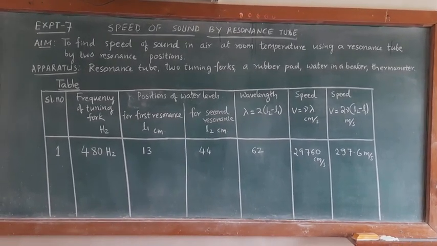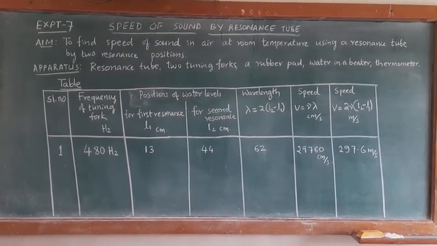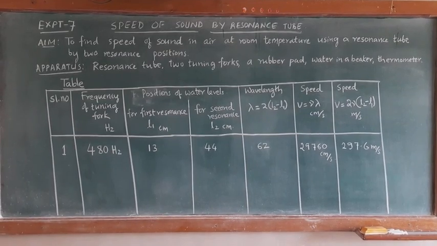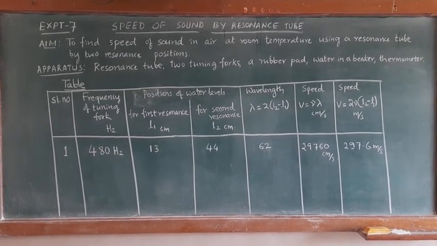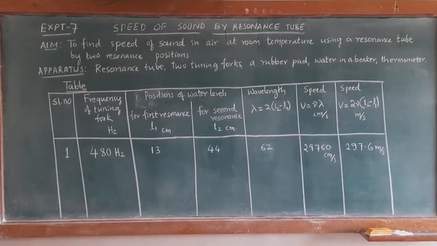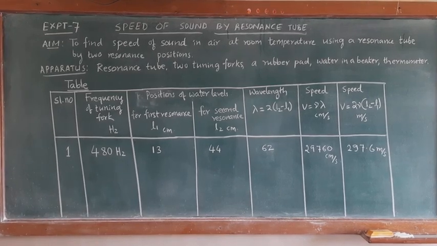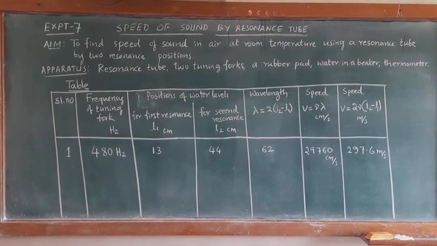Minimum it should be 330 at room temperature. Room temperature is nearly 20 degrees Celsius. So we should get 330 meter per second. So there are some errors.